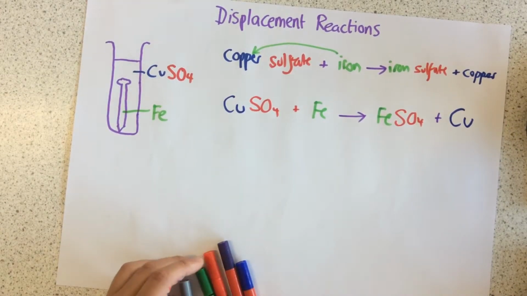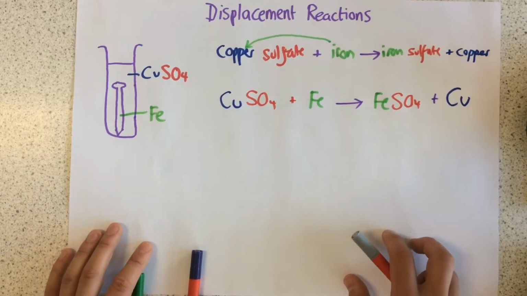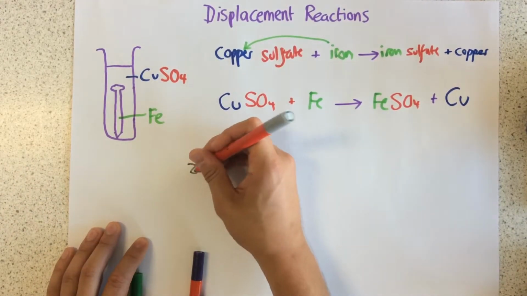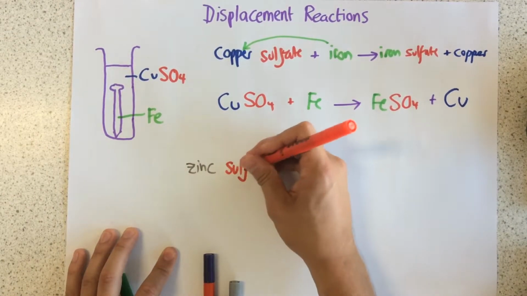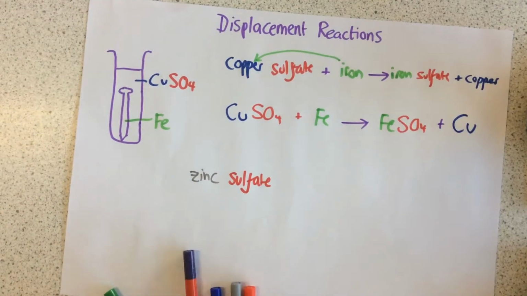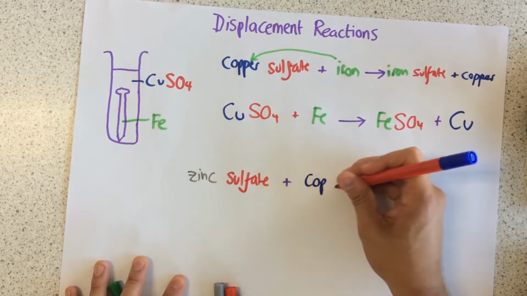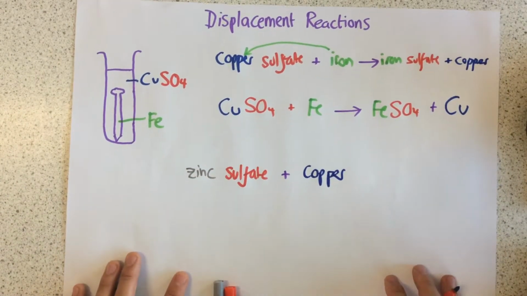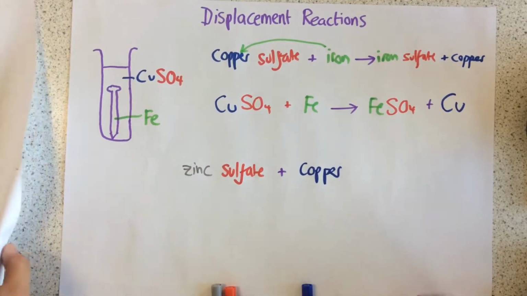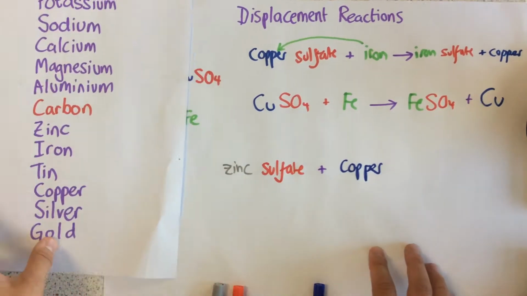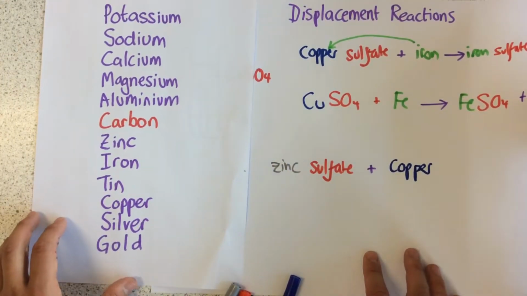Okay, now let's have a look at a different example. Let's imagine now we had zinc sulfate instead of copper sulfate. And this time, let's imagine we reacted it with copper. So let's have a little look at the reactivity series to see if there's going to be a reaction. So remember, the most reactive metals are nearer the top.